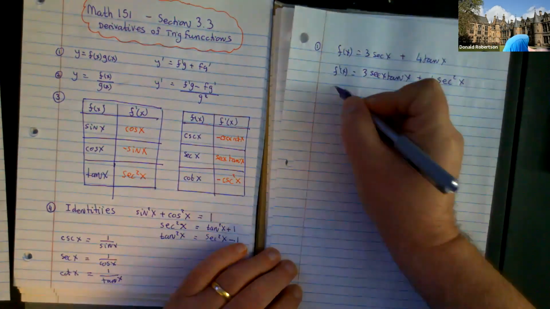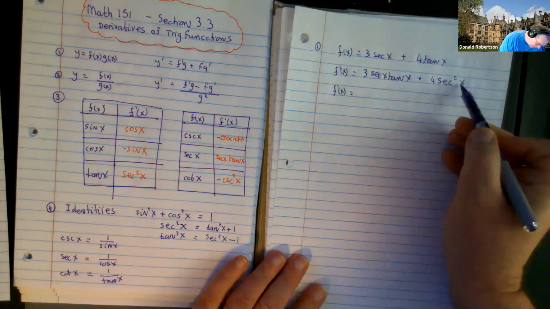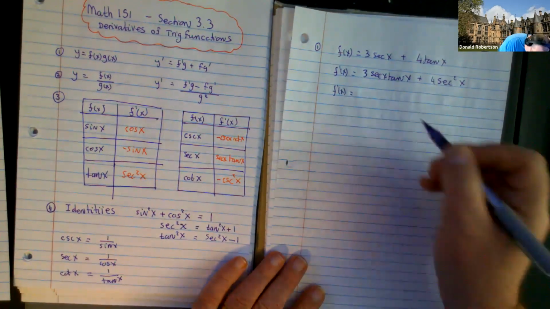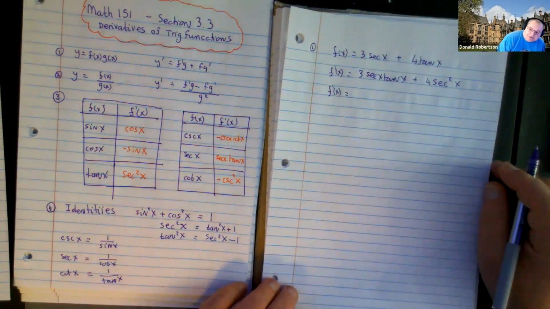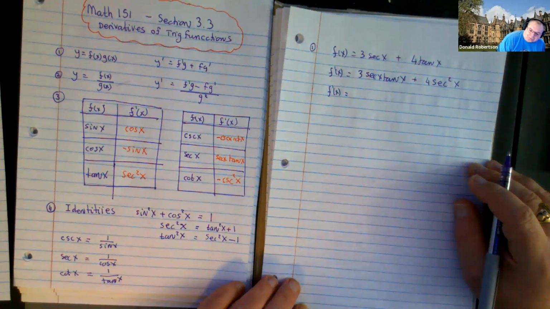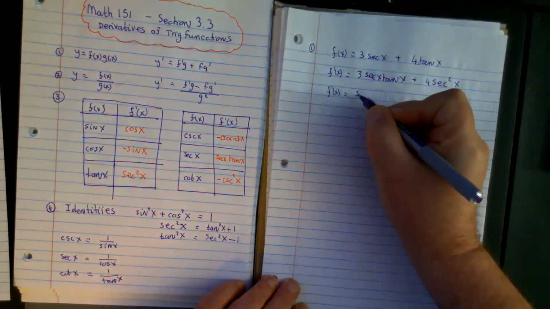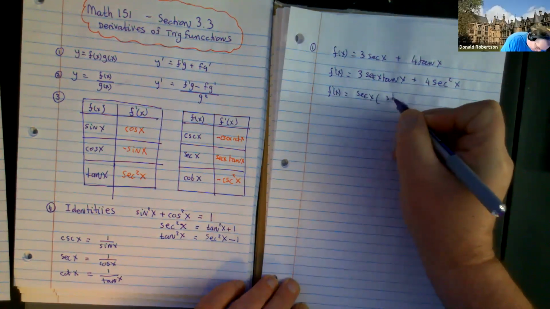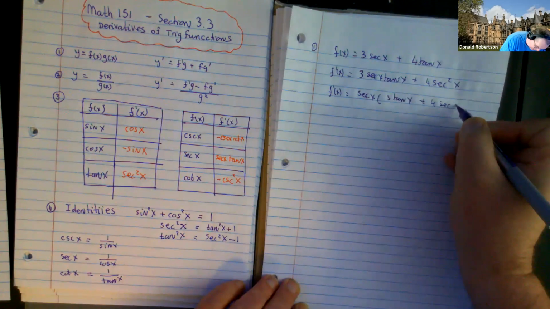Now, style points. Make it look like the original. Yeah, that's pretty much obvious. Factor the heck out of it. Can you see anything here that can be factored out? A secant. Yeah. And that's going to leave you with 3 tan x plus 4 secant x.